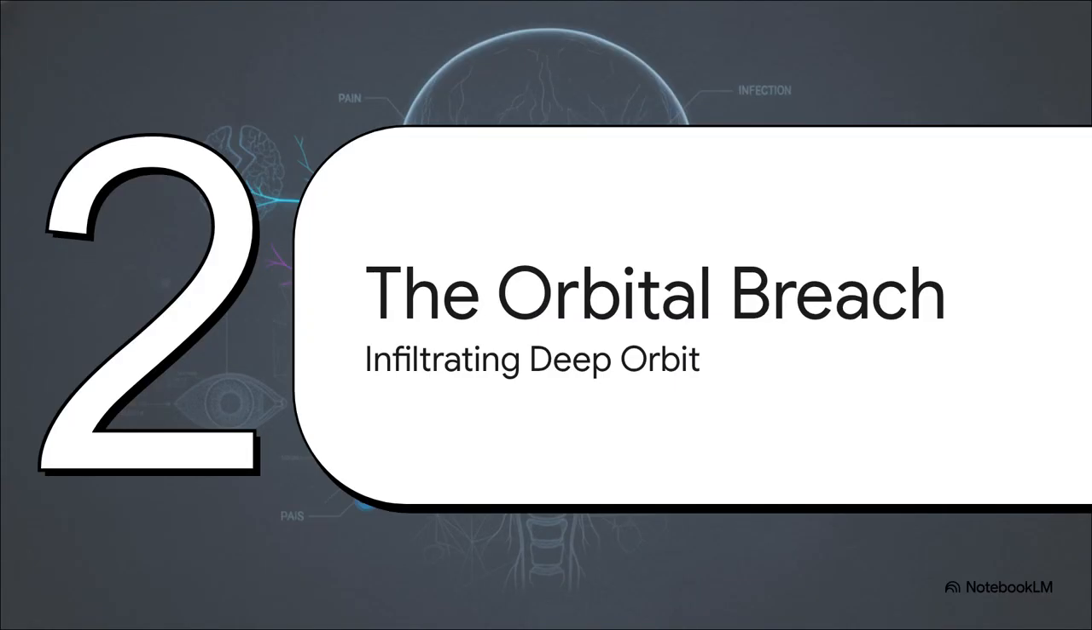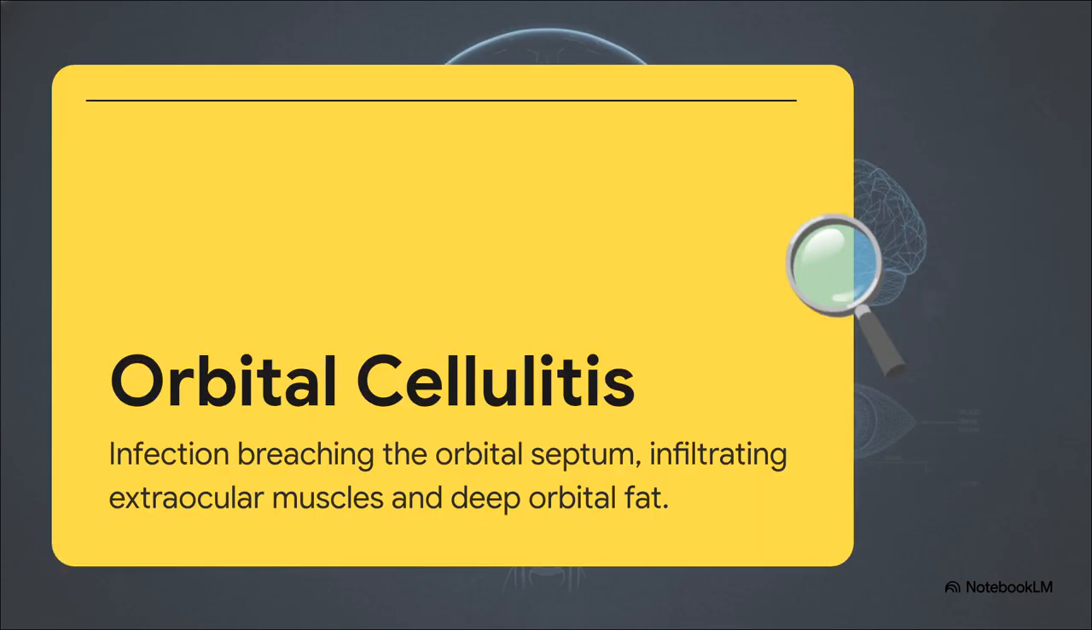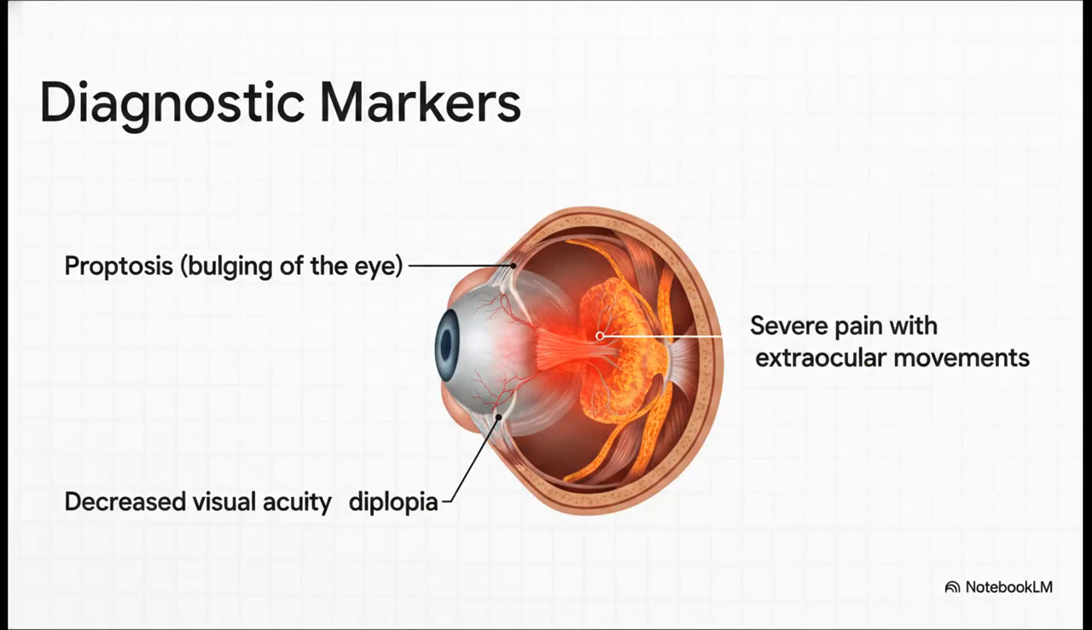Module 2, the orbital breach, infiltrating the deep orbit. Now, orbital cellulitis represents a severe escalation. This is an infection that has successfully breached the orbital septum. It's no longer just hanging out in the anterior eyelid, it is actively infiltrating the extraocular muscles and the deep orbital fat. The pathophysiology here is absolutely critical to understand. This breach most commonly occurs via direct spread from an adjacent paranasal sinus infection, particularly from the ethmoid or maxillary sinuses. Notice how the physical exam strictly maps to the underlying anatomy here.